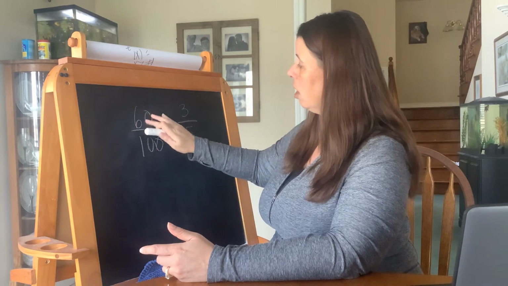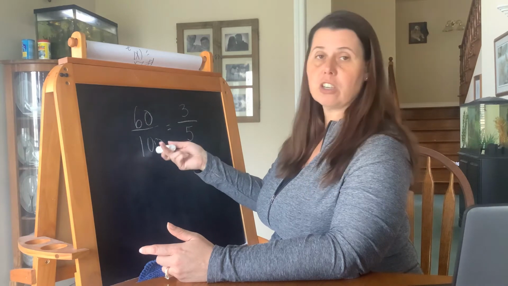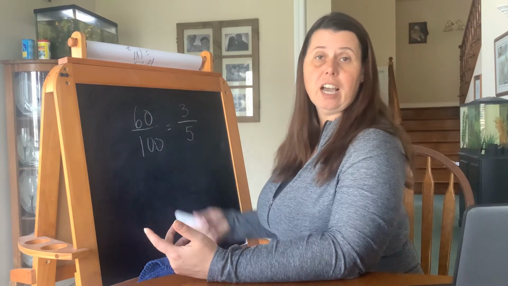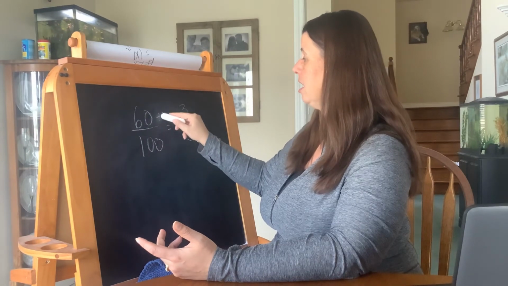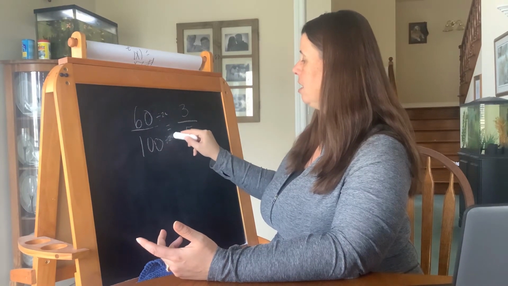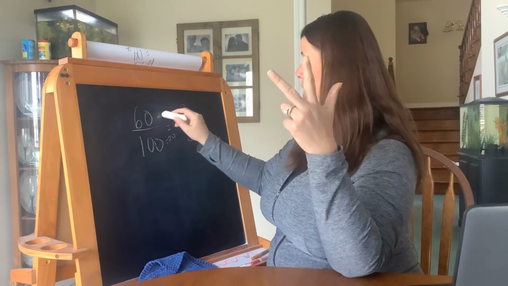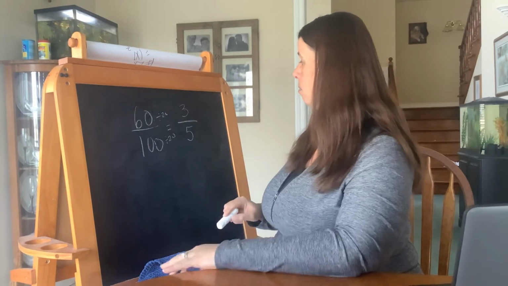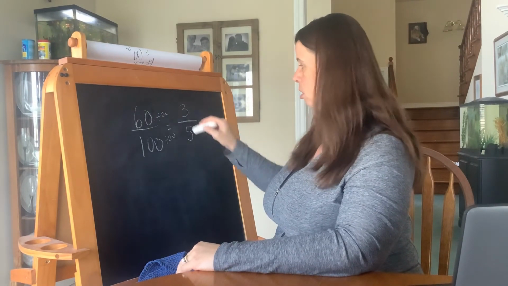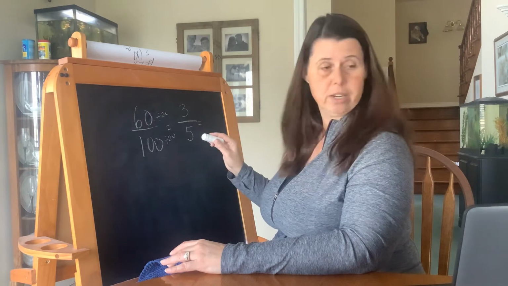Now, had you not crossed out these zeros, the greatest common factor between 60 and 100 would have been 20. So if I divided 60 by 20 and 100 by 20, I'd have 20, 40, 60, 3 20s, and 20, 40, 60, 80, 100, 5 20s, right? So now we've got lowest terms. There's nothing that goes into 3 and 5 other than 1.